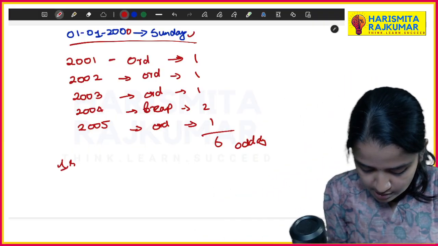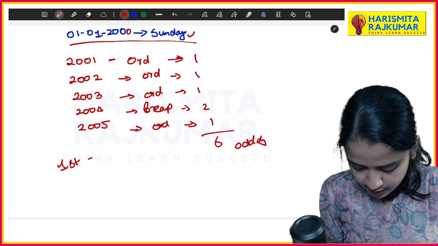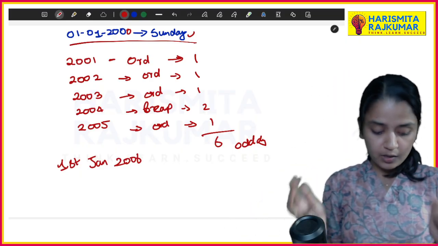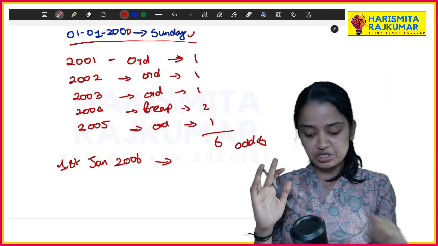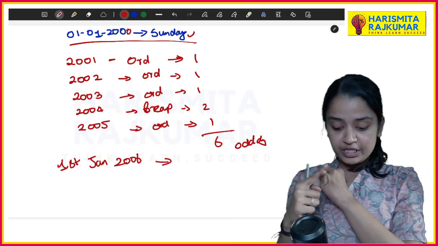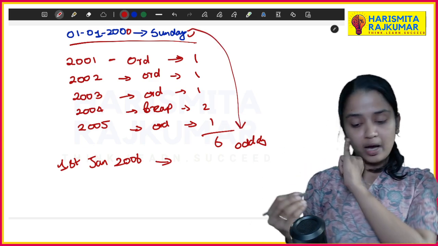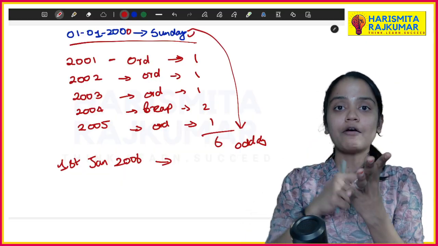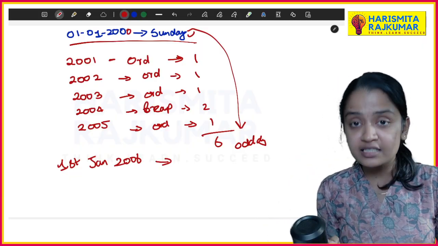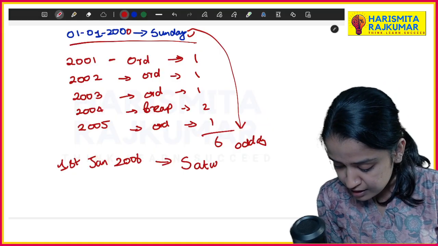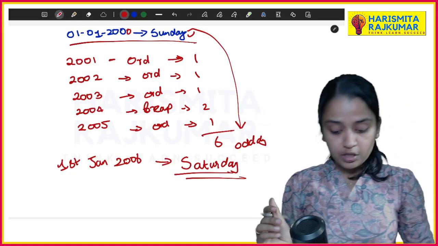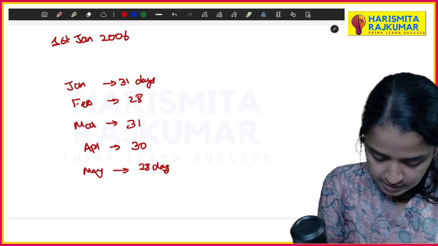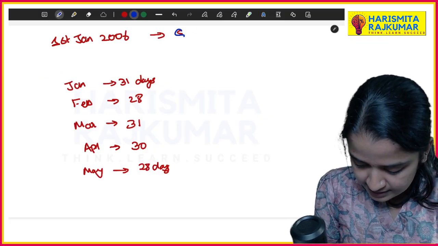So what can you say? Your 1st January 2006 will definitely be which day? From Sunday, 6 days you have to count: Monday, Tuesday, Wednesday, Thursday, Friday, Saturday. Your 1st January 2006 is nothing but Saturday. Now what are you doing? First, Saturday, the first thing I told, it is a Saturday.